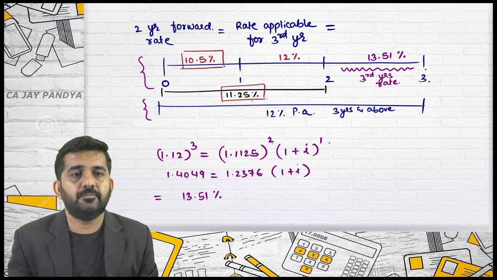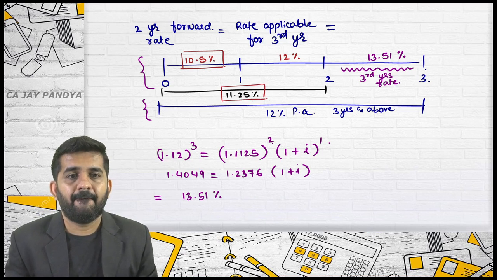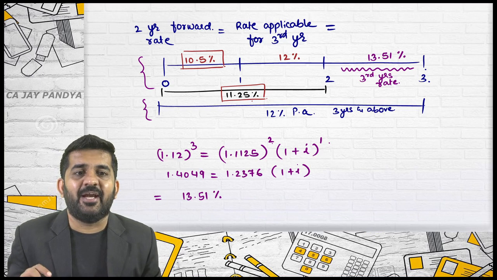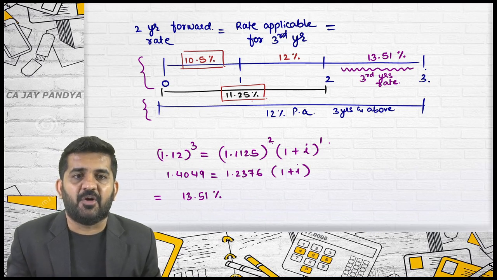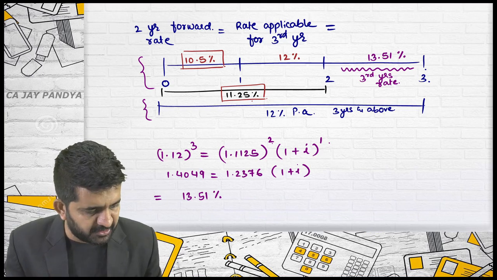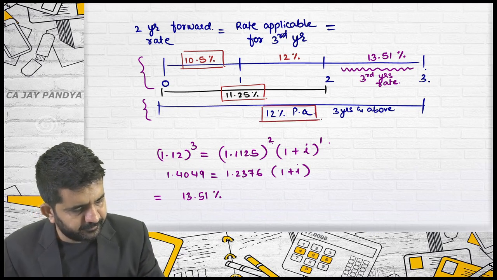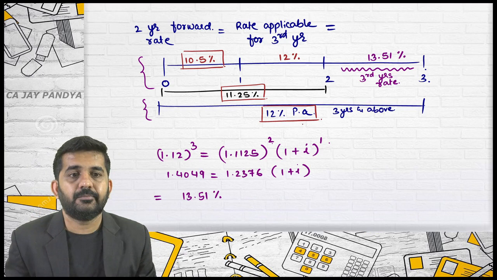It is my interest rate for 2 years if I am making an investment today. If I am making an investment for 2 years, it is the interest rate per annum for the period of 2 years, that is 11.25 percent. Then what is 12 percent? If I am making an investment today for a 3-year period or above.